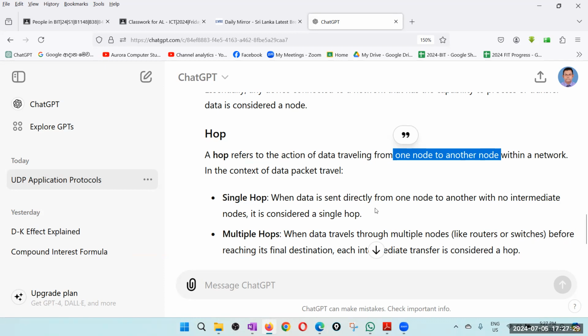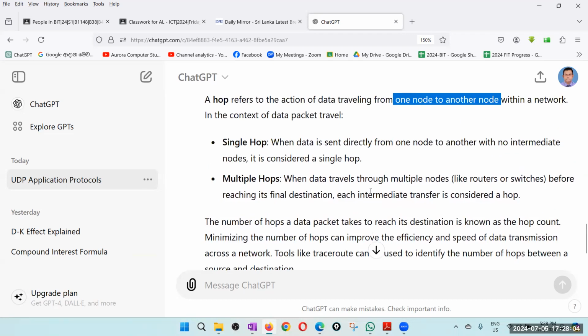Single hop: when the data is sent directly from one node to the other node with no intermediary nodes, it is considered single hop. Multiple hop: when data travels through multiple nodes like routers or switches before reaching its final destination. So hop can be single hop or multiple hop. But that is why I told you hop and nodes are pretty much the same thing. So I'm confused whether the answer must be hop to hop or node to node.